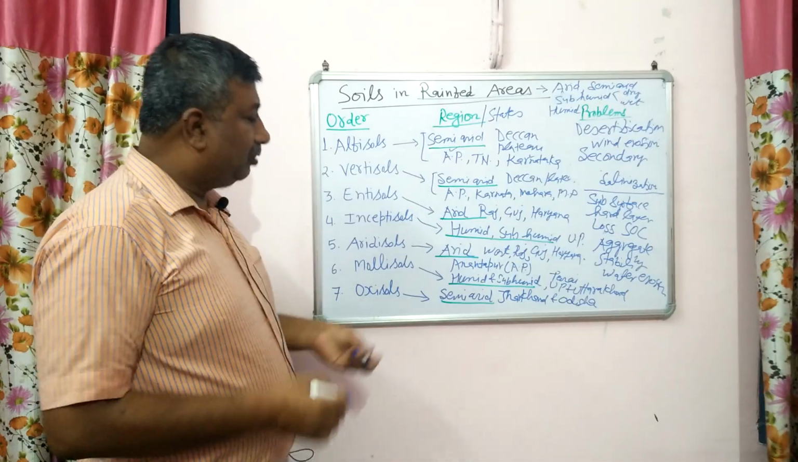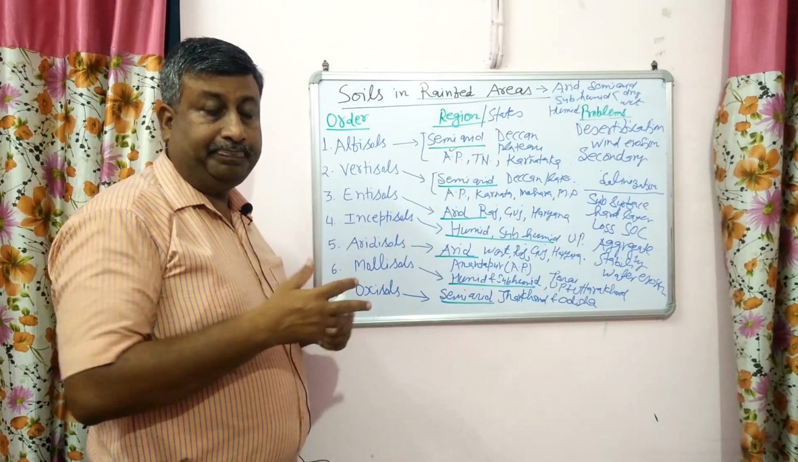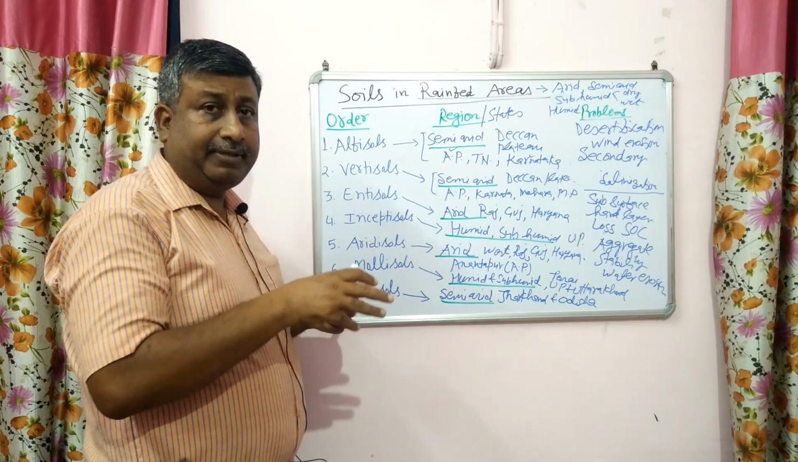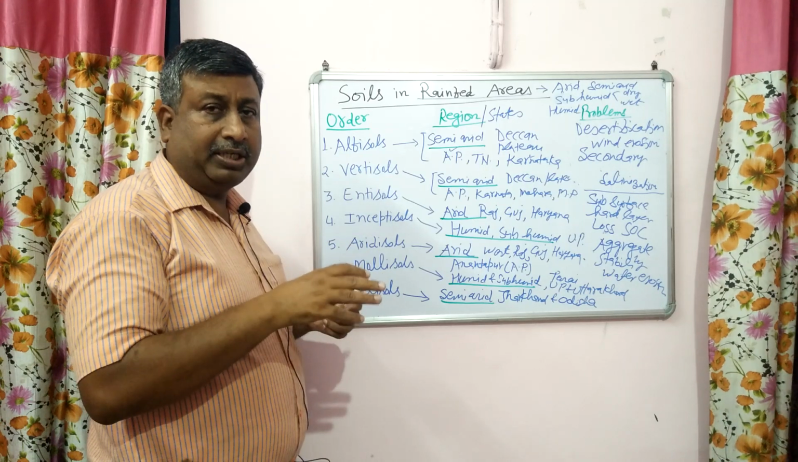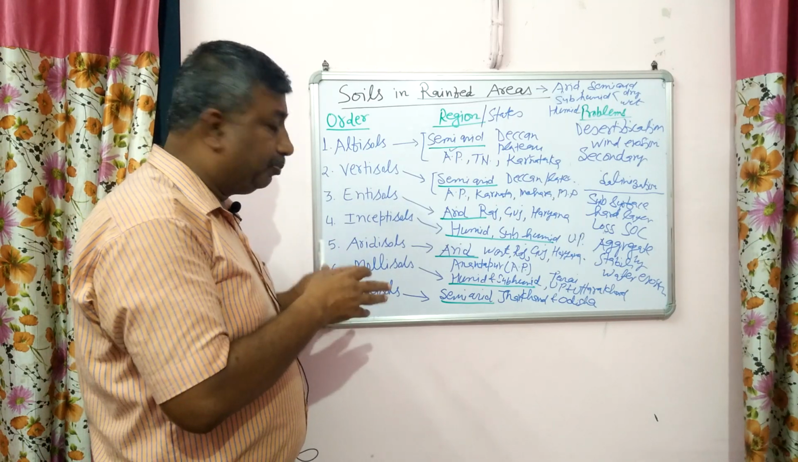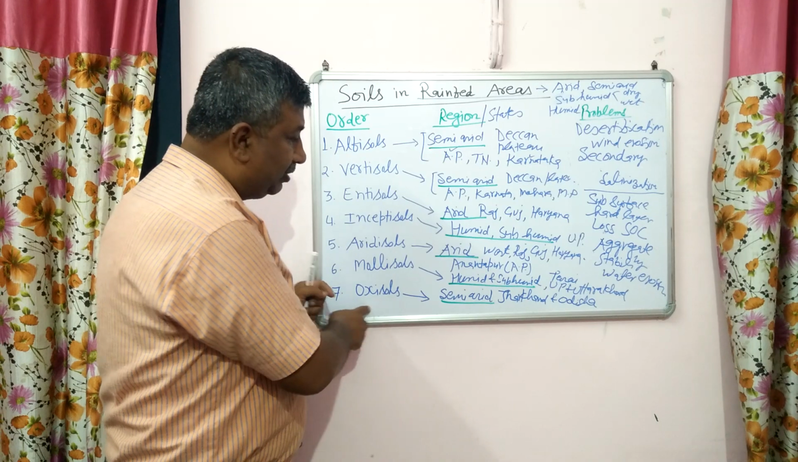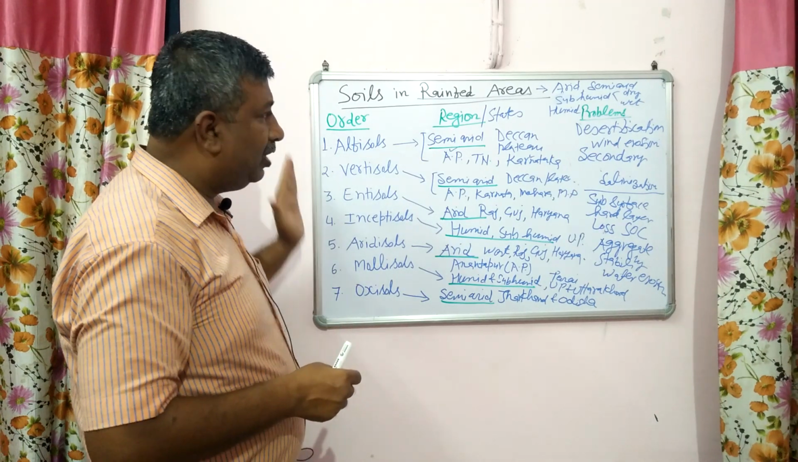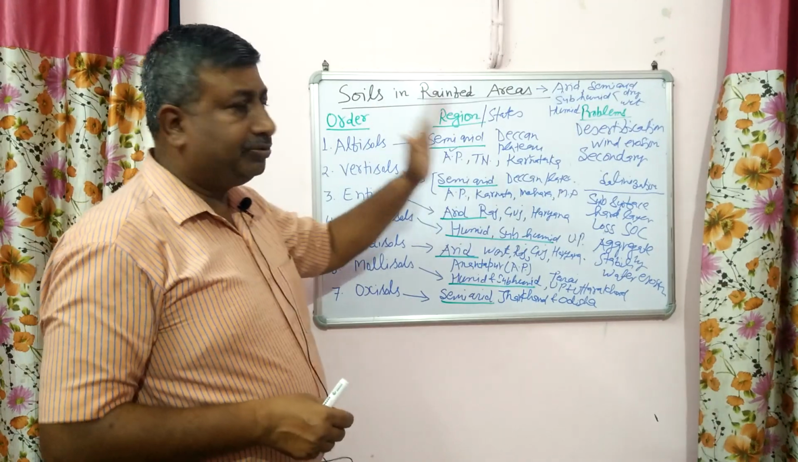In the case of oxisols, these are highly weathered soils, and because of leaching, there is low nutrient content, low organic matter content, and fertility is poor. These are highly degraded soils, so productivity and fertility are very poor. So these are the different soil orders and the associated problems.